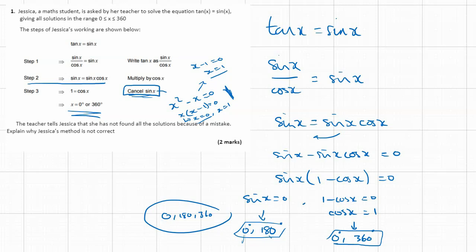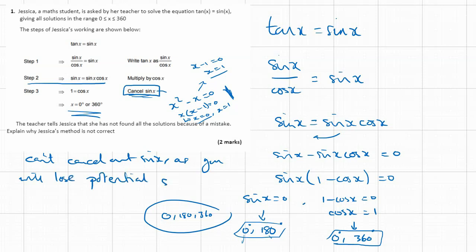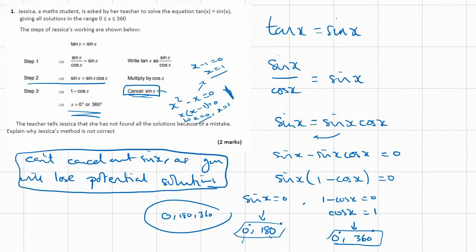So let's read exactly what we're kind of having to write. This teacher tells Jessica that she has not found all the solutions. You can't cancel out sine x, as you will lose potential solutions, as we've very clearly shown there.